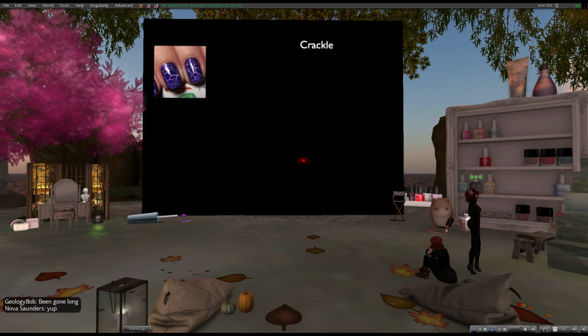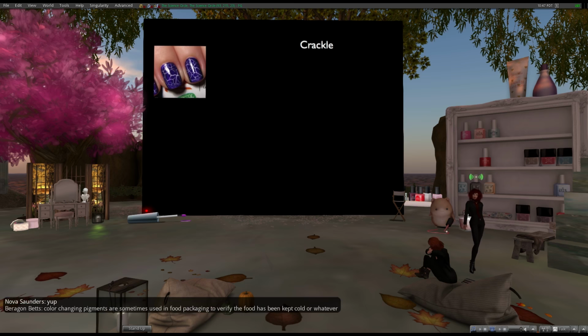They have crackle nail polishes, and so in this case, what the person has done is they put down a white layer of nail polish and then put the blue crackle on top. And this nail polish is designed to shrink. So it shrinks and breaks, and you can see the white underneath.